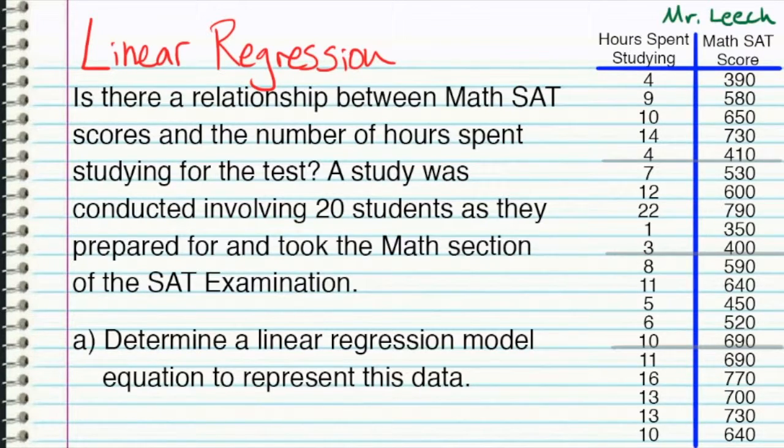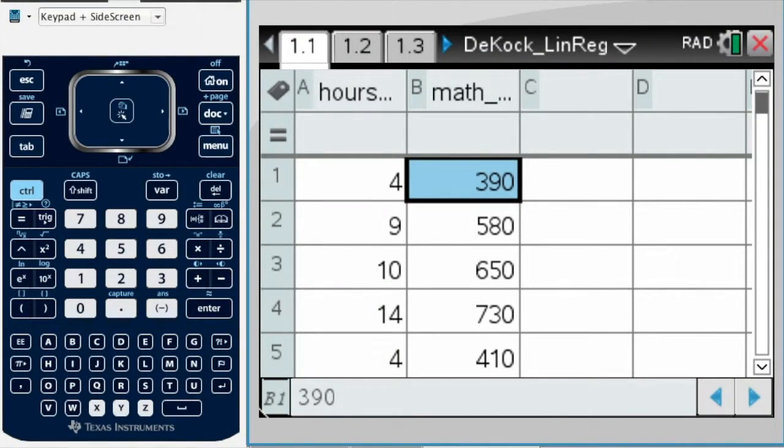There are several ways you could go about doing this. You can do this in Excel. You can do this online at desmos.com, D-E-S-M-O-S. You can also use a graphing calculator or some other statistical software. Today I'm going to be using a graphing calculator, specifically the TI-Nspire.